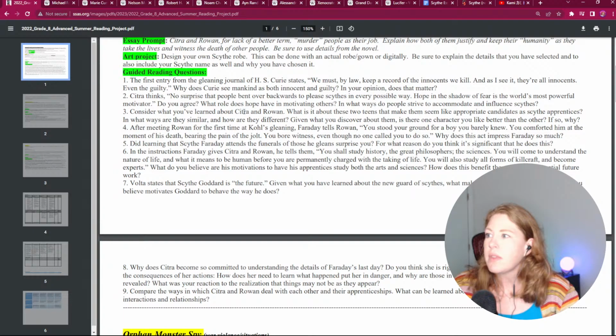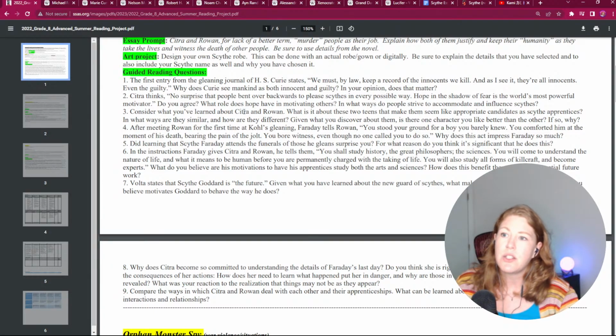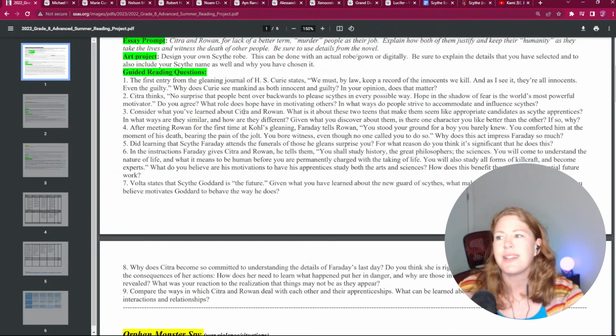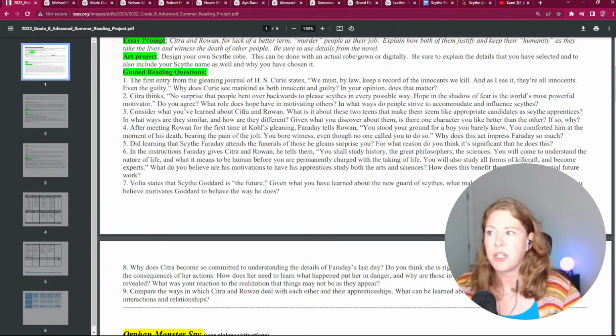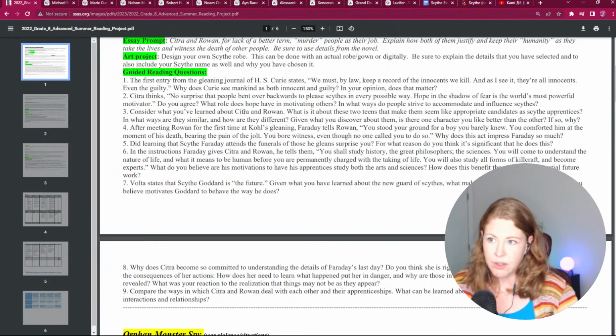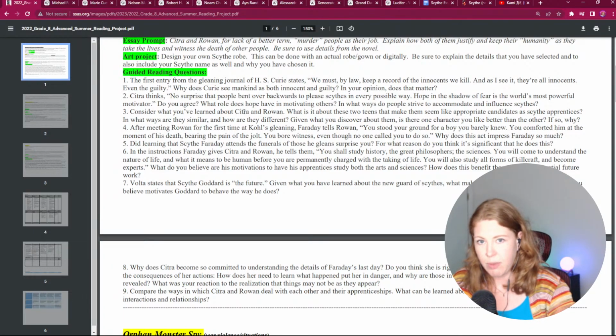Okay. Number 5, did learning that Scythe Faraday attends the funerals of those he gleans surprise you? For what reason do you think it's significant that he does this? I don't think it surprises me. In the same way that it didn't surprise me that Scythe Curie cooks dinner for the families of the people she gleans, right? I think it's the same reason that Scythe Curie does her dinners, because she cares about the families. She wants to respect it.